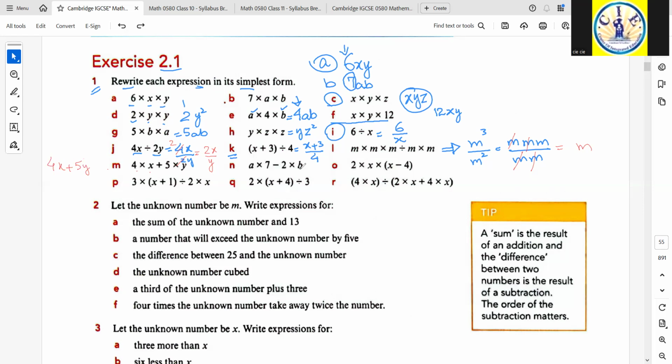Okay, in part N, a is being multiplied by 7. So we would write 7a and then 2 times b, which is being subtracted from 7a. So 2b being subtracted from 7a. 7a minus 2b is its answer. Okay, now in part O, 2 times x times x minus 4.